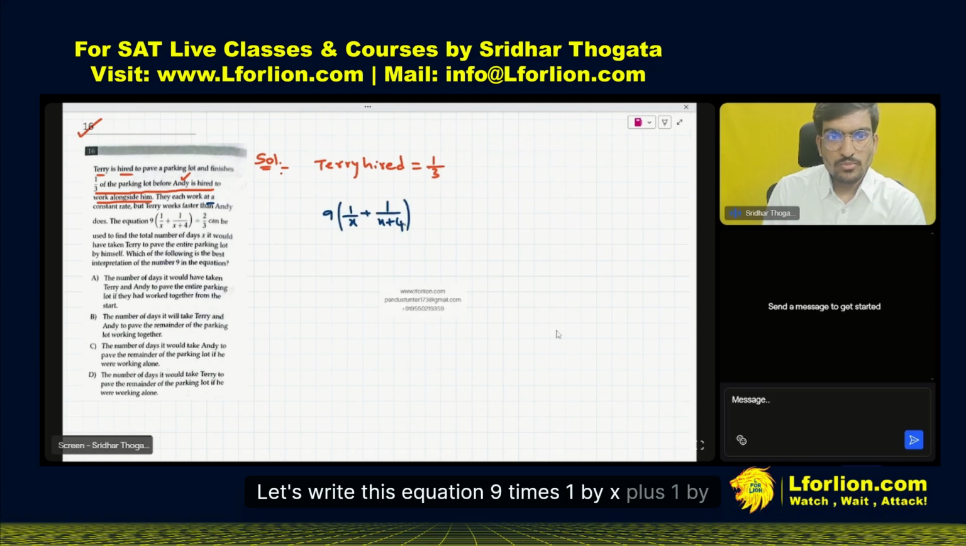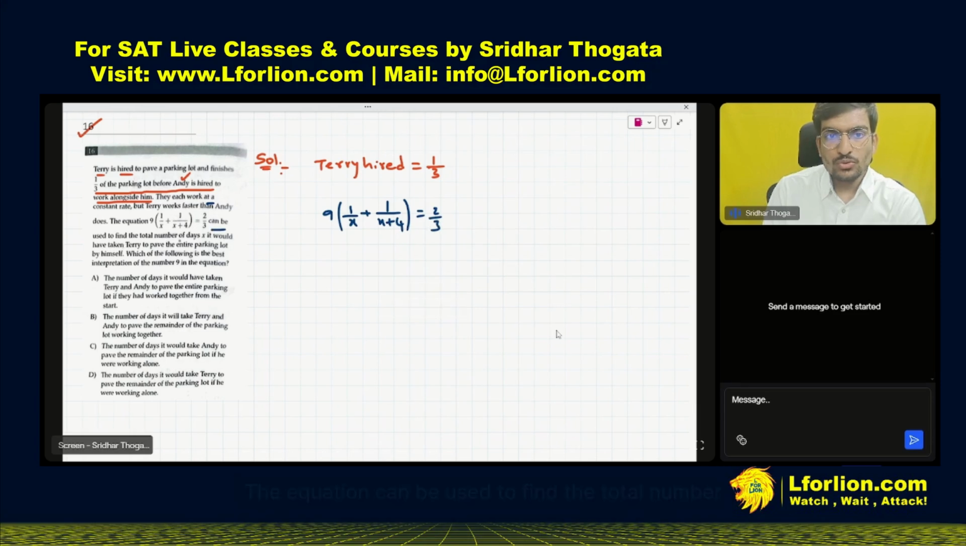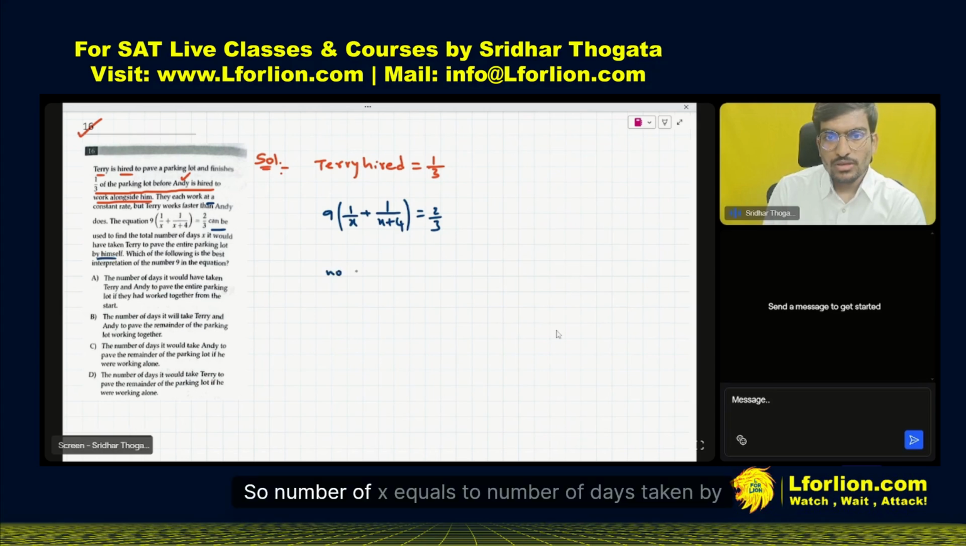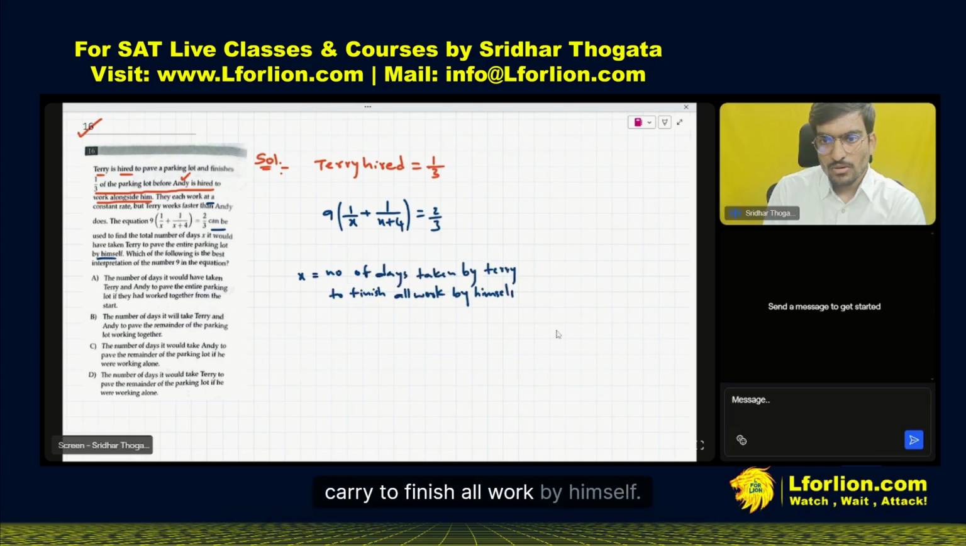Let's write this equation: 9 times (1 by x plus 1 by x plus 4) equals 2 by 3. The equation can be used to find the total number of days X it would have taken Terry to pave the entire parking lot by himself. So X equals the number of days taken by Terry to finish all the work by himself. They are asking us to find which of the following is the best interpretation of the number 9 in the equation. So out of A, B, C, D, we need to find one.